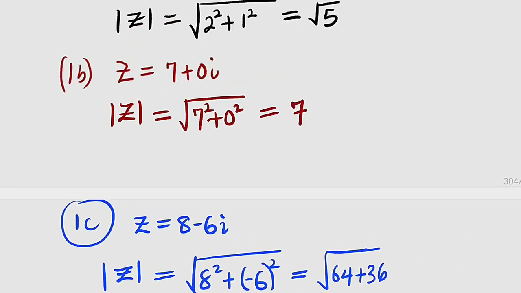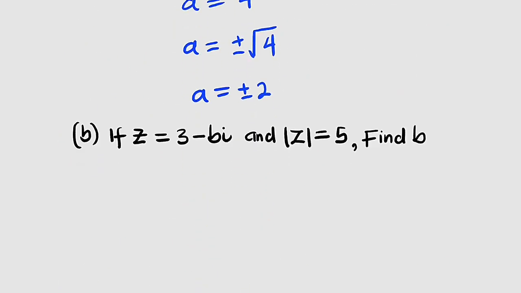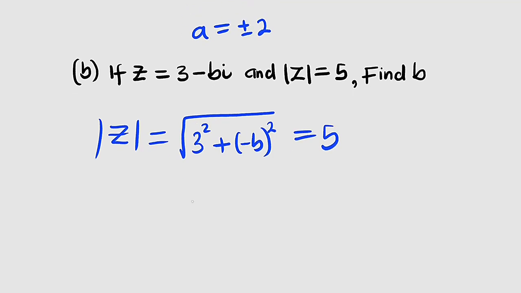Then the last question, we have Z equal to 3 minus bi, but the absolute value of Z is 5. We are asked to find B. We have Z modulus to be equal to the square root of 3 squared plus negative B also squared. But the Z modulus is given as 5, so you equate this to be equal to 5. We have 9 plus B squared equal to 25. And you know negative B squared is just B squared.